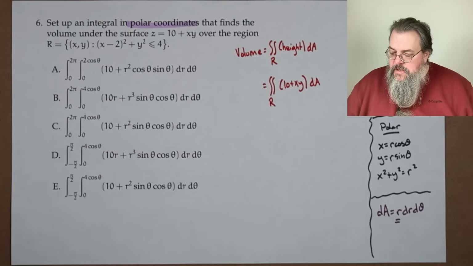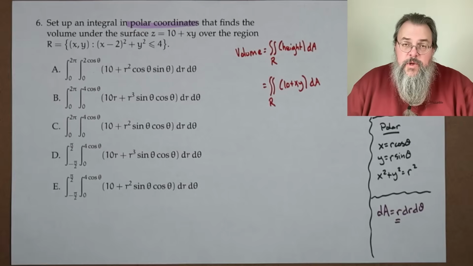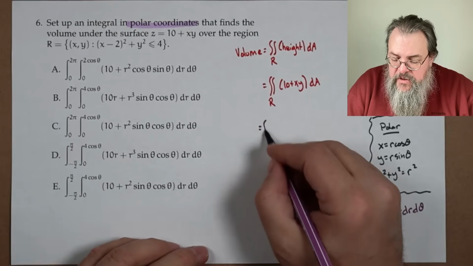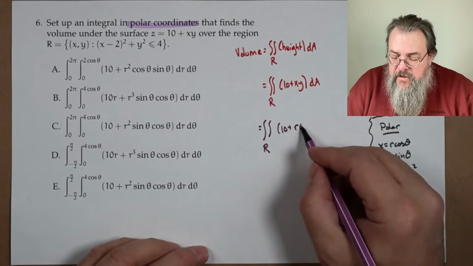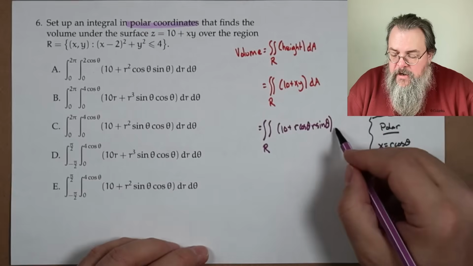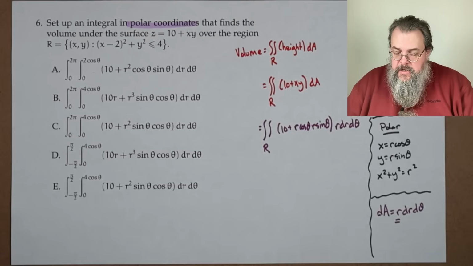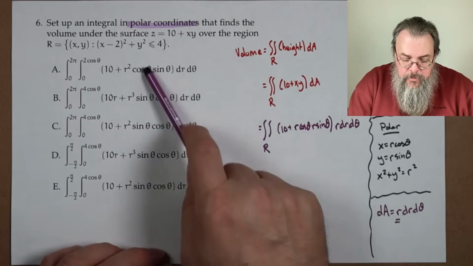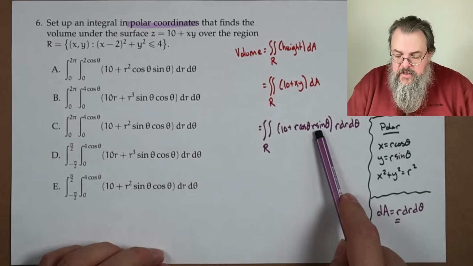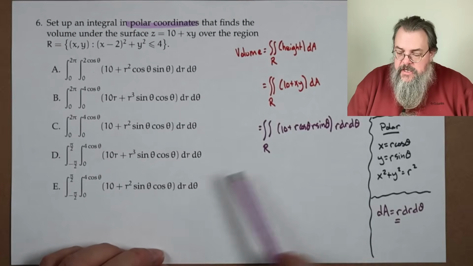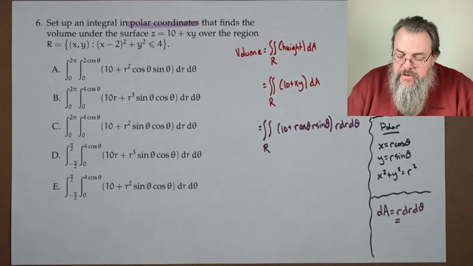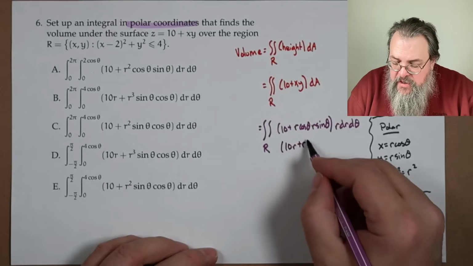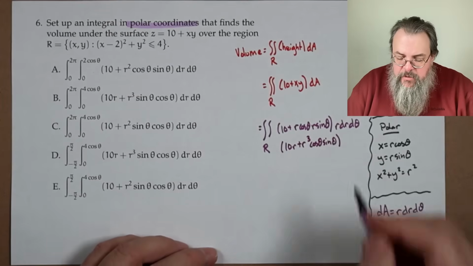Okay, so let's see what we currently have, with doing nothing else than just updating the function and our dA. This is going to be the integral over the region of 10 plus r cosine theta times r sine theta, times r dr d theta. All right, so let's see how many options are left. Well, we have r squared. Now notice none of the options have an r dr d theta, but that's okay. You could move it in. They didn't have to write it in a nice way. So this could also be written as 10r plus r cubed cosine theta sine theta. So maybe that's what we're looking for.